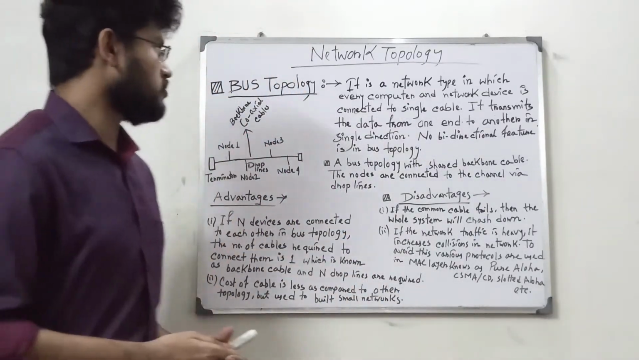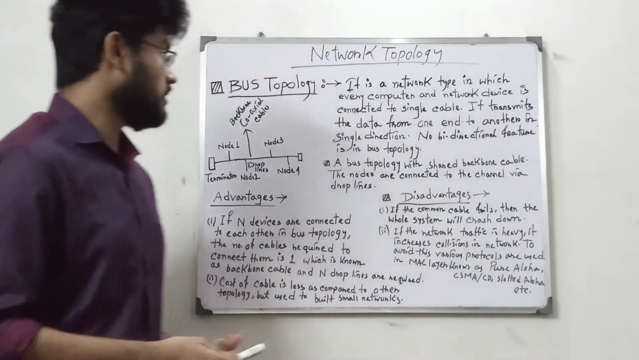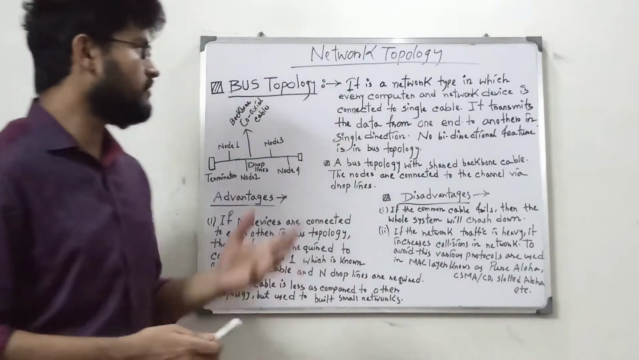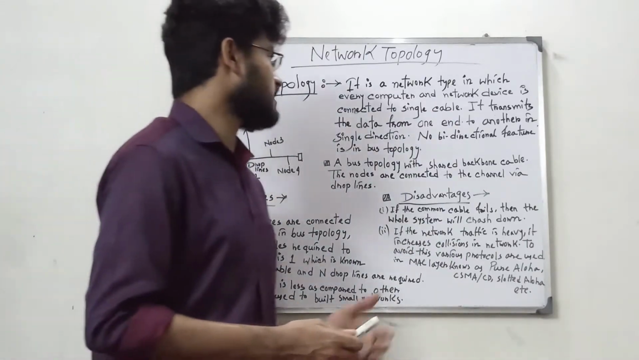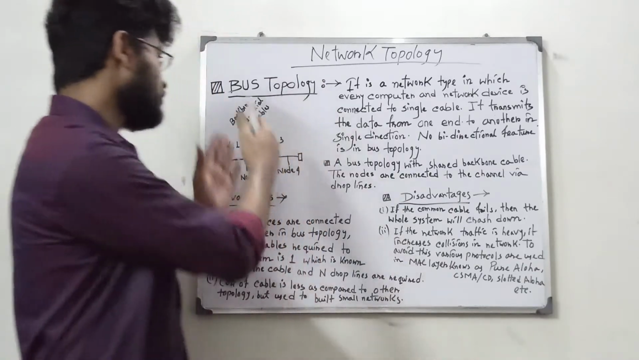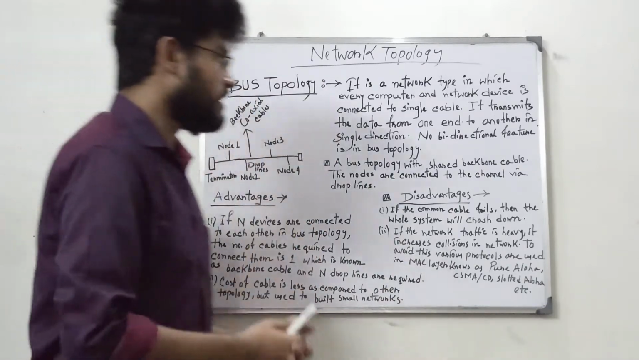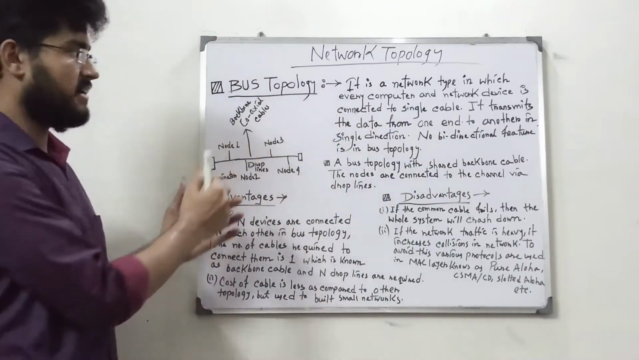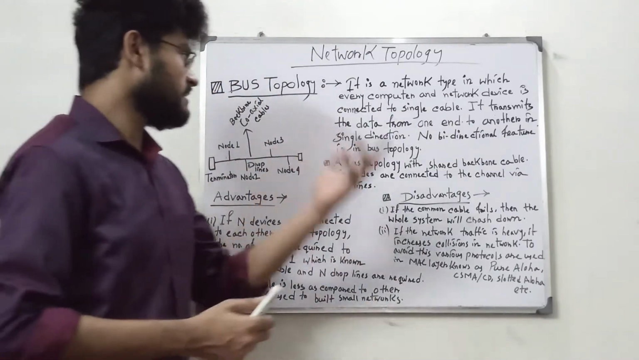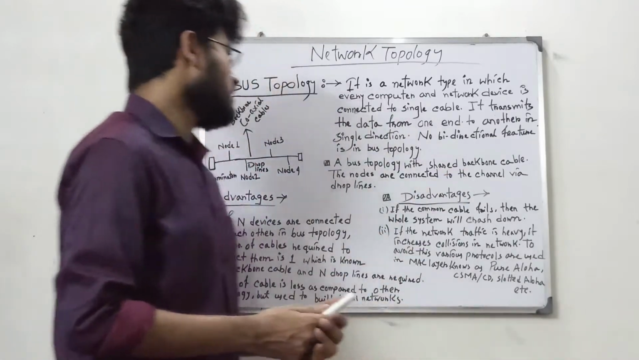So what is bus topology? It is another type of network topology. In bus topology, it is a network type in which every computer and network device is connected to a single cable. We see that in bus topology, every computer, node, or network device is connected to a single cable, and it transmits the data from one end to another end in a single direction. No bidirectional feature is in bus topology.